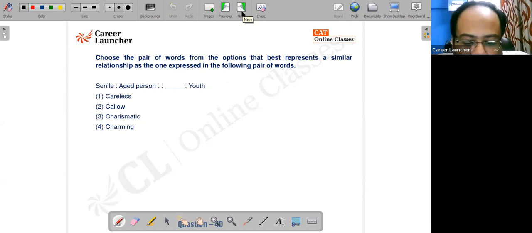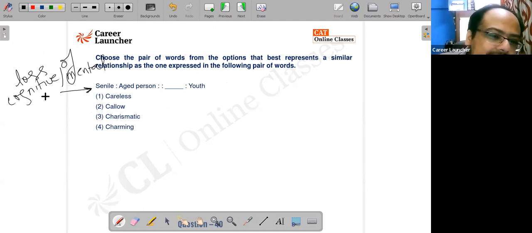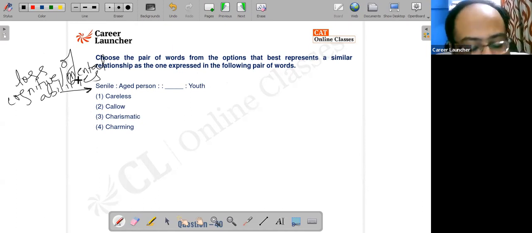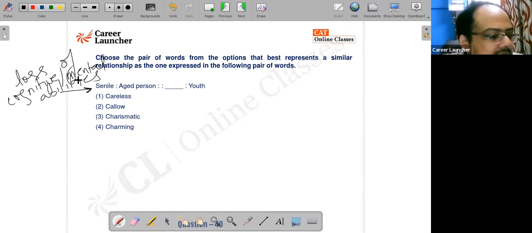It says senile is to aged person as dash is to youth. Senile means someone who has lost cognitive or maybe what we can say is mental abilities. Senility is loss of cognitive or mental abilities. So senile and aged person. An aged person could be senile.